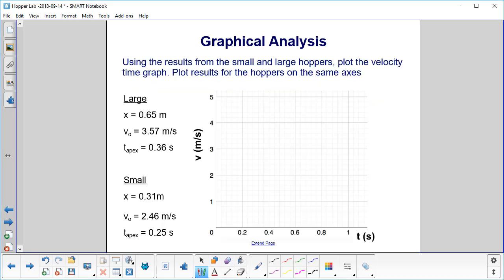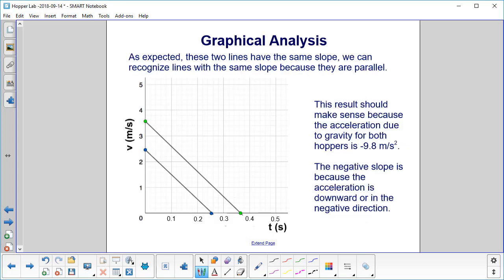Using the results that we've obtained from the small and large hoppers, plot the velocity time graph. Plot the results for both hoppers on the same axes. So we have a velocity time graph below, and our results for the large hopper, this was our initial velocity. This is how long it took to get to the apex position. We actually don't need the x values here, but we put them for completeness.